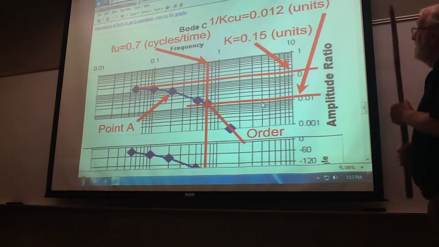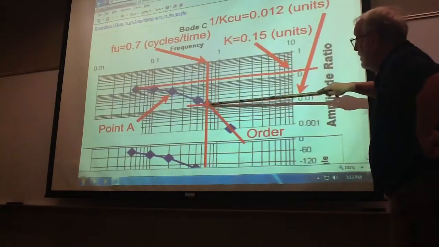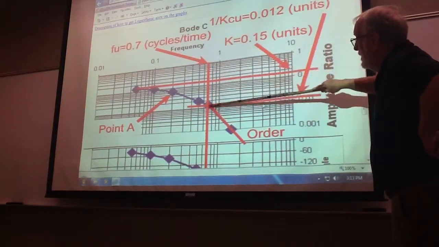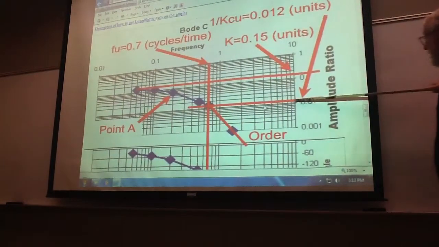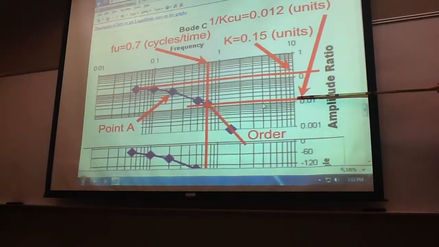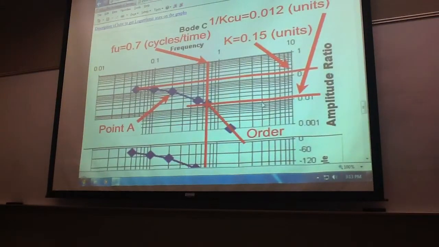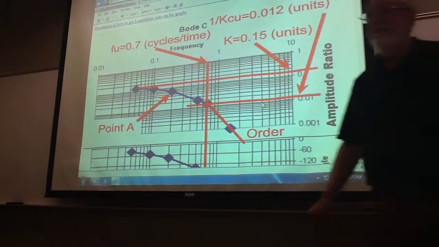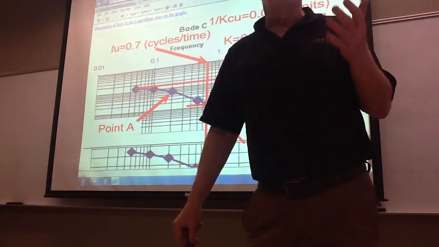There's something else that's important. Where that FU line crosses the data line, you come over here and you get the value of this amplitude ratio and take the reciprocal of it, and you will get KCU. That doesn't have much meaning. It's the ultimate controller gain.